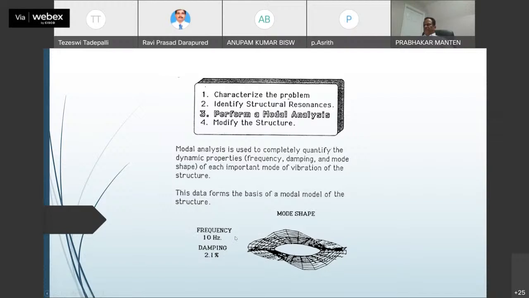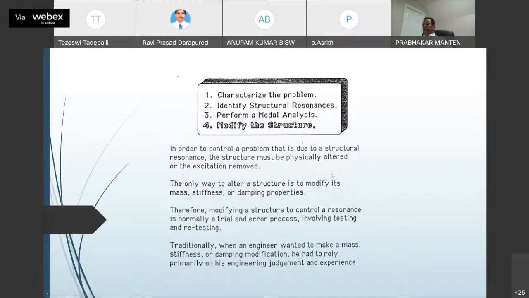It shows you that at frequency 10 hertz at a damping of 2.1%, that's 0.02, zeta, the damping ratio. Loss factor is 2 times the damping ratio, and this is the modal pattern of that thing it is showing. You got the data. Now what do you do?